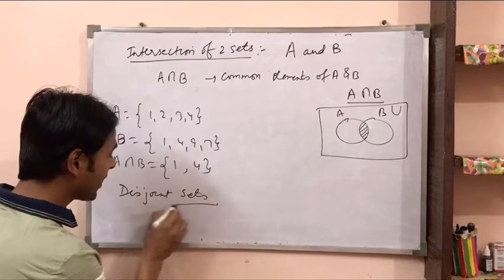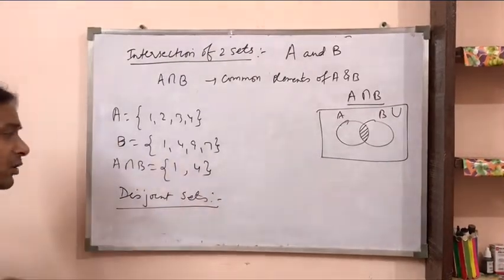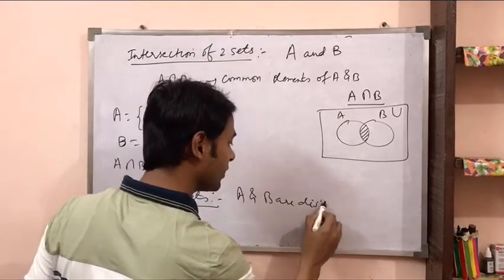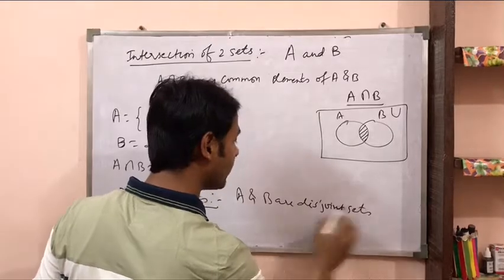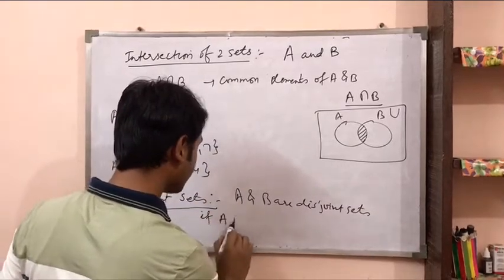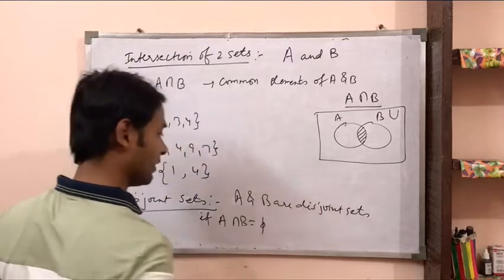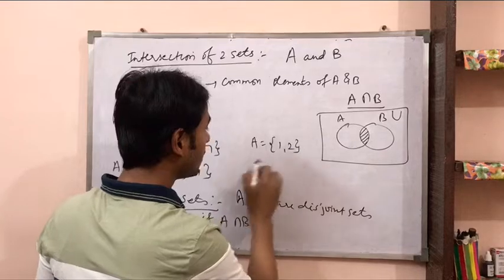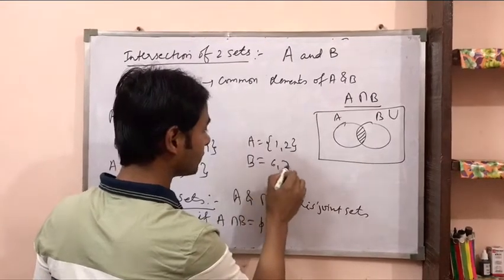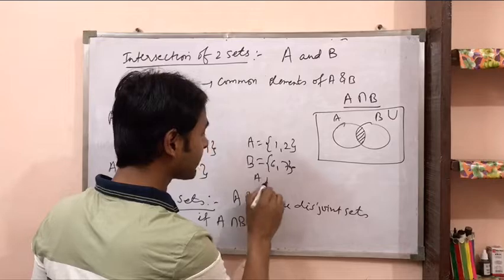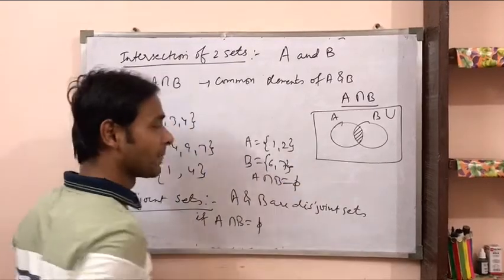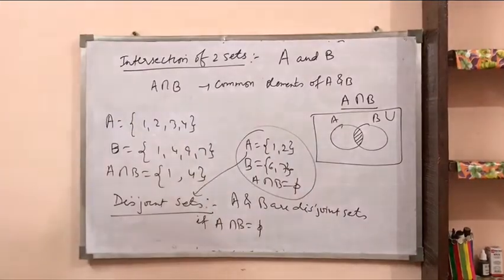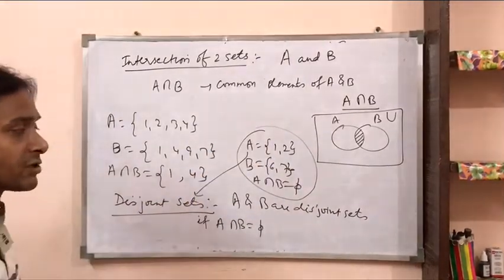Disjoint sets के लिए पहले हमें intersection करना पड़ा. Disjoints क्या होते हैं? A and B are disjoint sets if A intersection B is equal to phi. For example, मान लो suppose करो एक set A है 1, 2 और एक set B है 6, 7. Then in this case, A intersection B will be equal to phi. So we can say that this pair is an example of disjoint sets.